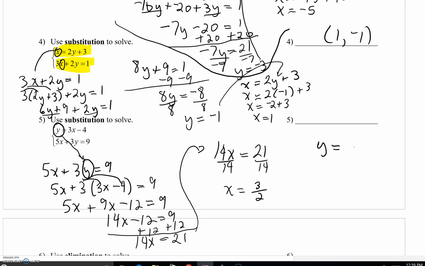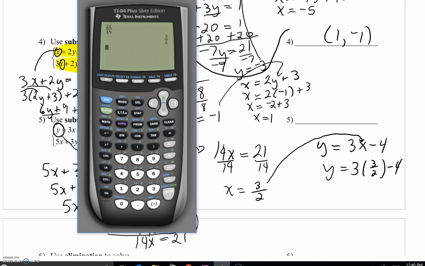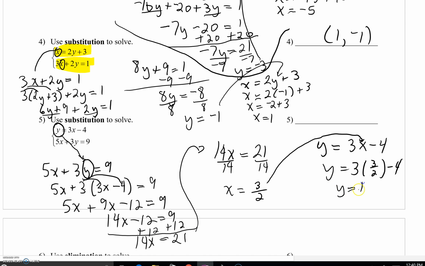Your y value, of course, was 3x minus 4. So very simply, we can plug in that x value of 3 halves and more or less just get our answer directly. You can go back to the calculator, of course, and probably get your answer most quickly in that way. Decimals are also okay. Please understand that would be perfectly acceptable as well. Your answer is 3 halves, comma 1 half. If you wrote that as a decimal, it would have been 1.5, comma 0.5.